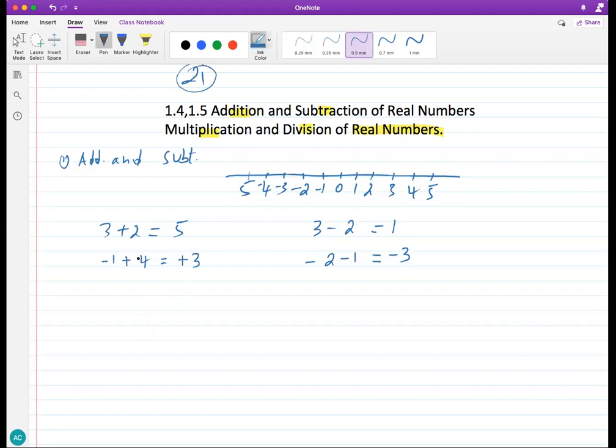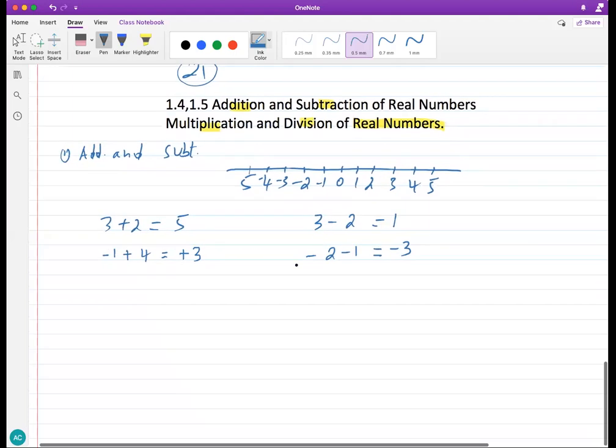Now the numbers are not always this small, so we can put them on the number line. What if we have 100 and 200? What if you have negative 300 minus 400? It's not always convenient to draw a long line with all the numbers. So let's conclude some rules based on this and apply them to larger numbers.